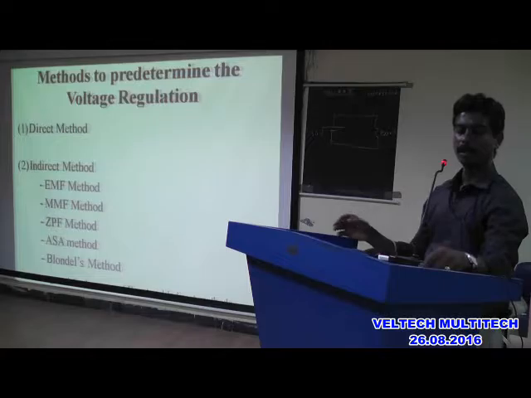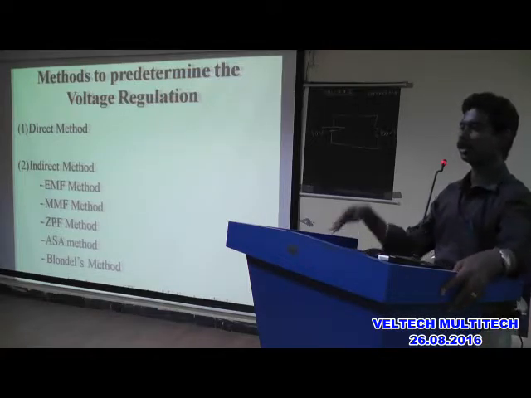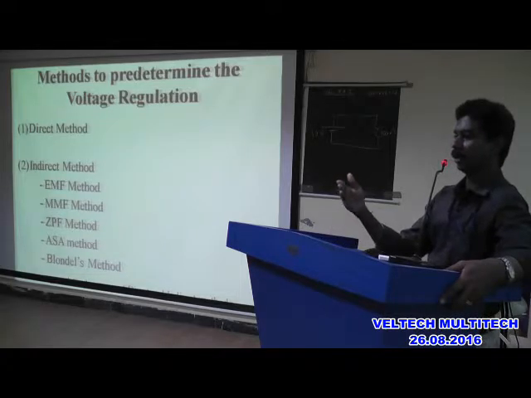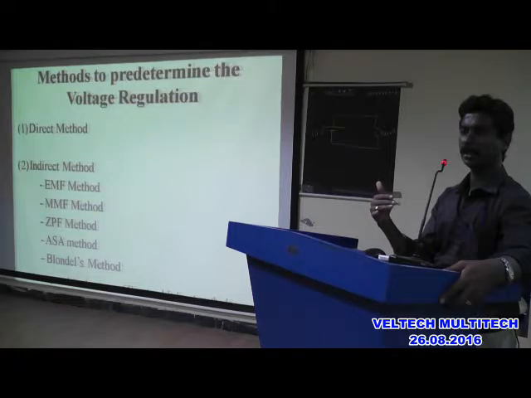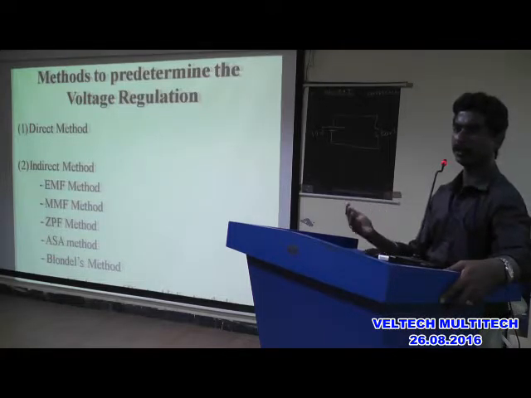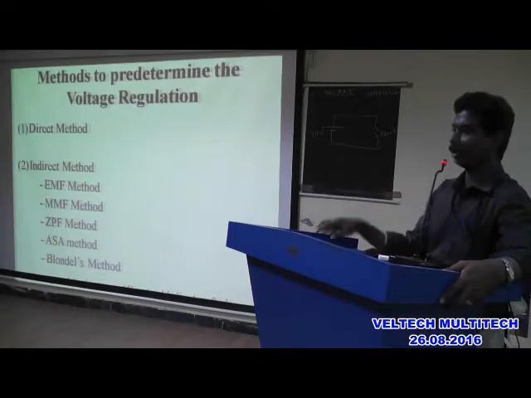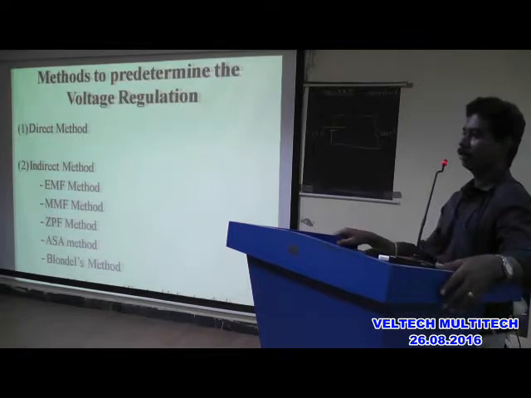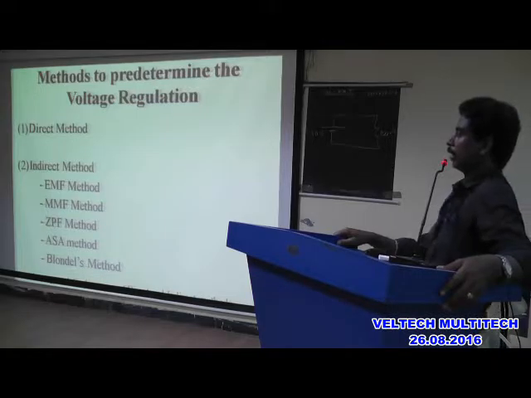For the alternator, direct method means you can have the direct load test, and indirect method means you conduct the open circuit test and short circuit test. Similarly for the DC motor, direct method is the direct load method, and indirect method is the Swinburne's test. Like the transformer, the open circuit and short circuit test is the indirect method, and load test is the direct method. Like that, for alternator also we have two methods, direct method and indirect method.